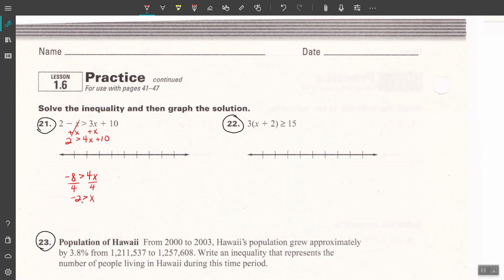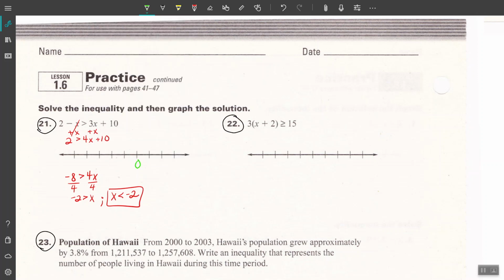This is written as -2 is greater than x. I'm going to rewrite it as x is less than -2. Okay, they mean the same exact thing. It's just that for graphing purposes, it's a little easier to see it this way, because I'm graphing it from the perspective of x. So x is less than -2.